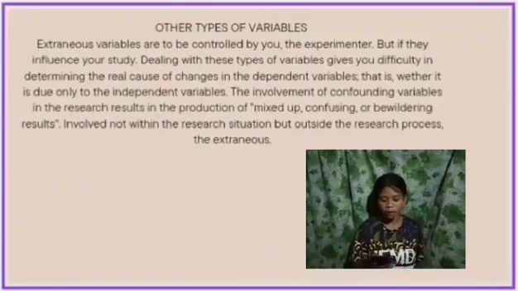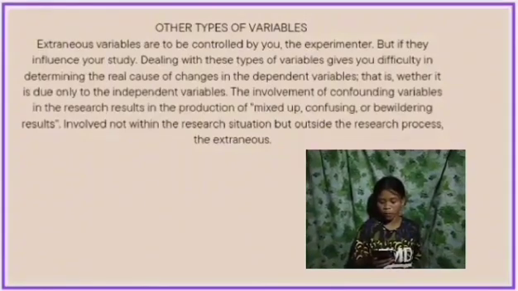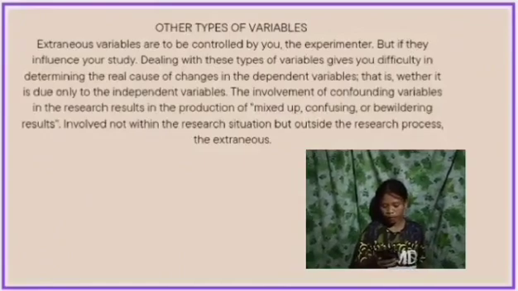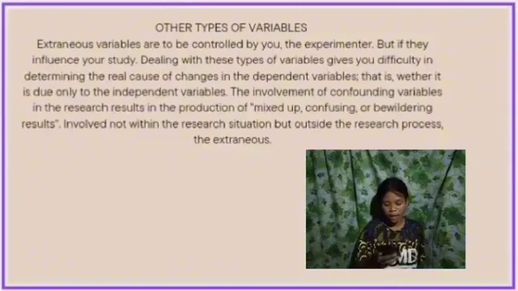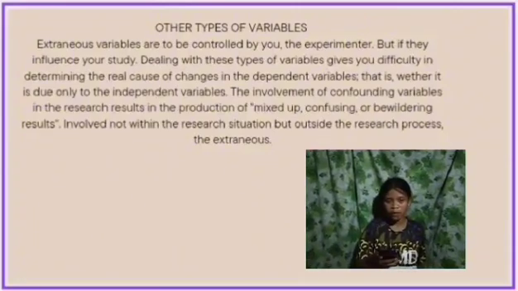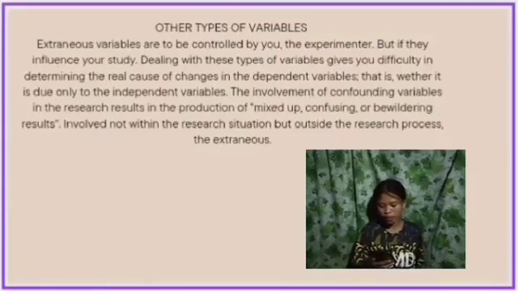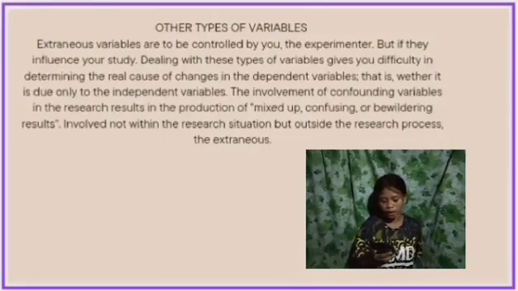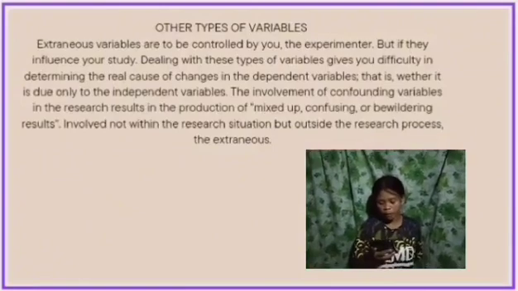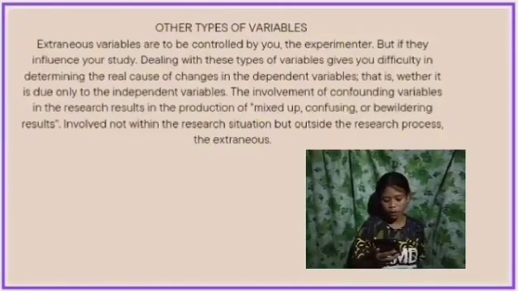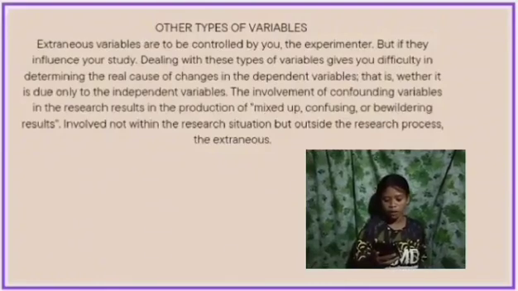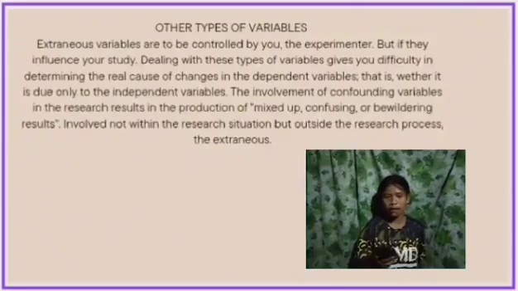Third, other types of variables. Extraneous variables are to be controlled by you, the experimenter, but if they do not give in to your control, they become confounding variables that can strongly influence your study. Dealing with these types of variables gives you difficulty in determining the real cause of changes in the dependent variables, that is, whether it is due only to the independent variable or to the combination of the confounding and the independent variables. The involvement of confounding variables in the research results in mixed-up, confusing, or bewildering results, involved not within the research situation but outside the research process, the extraneous.